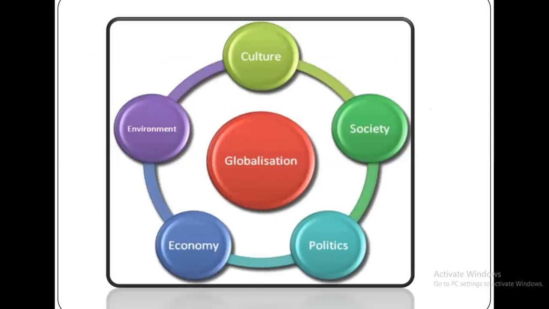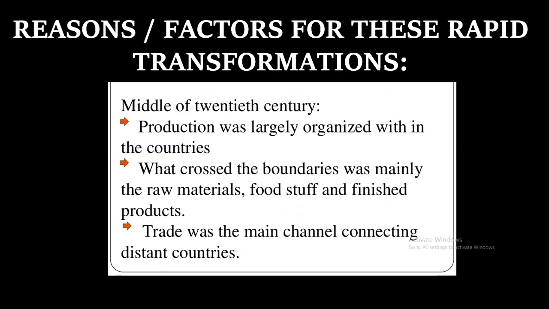Right? Now, here you can see the effect of globalization in society, in politics, in economy, in environment, in culture. This is just a diagram to show you how globalization is playing its role in different aspects or different areas in our country or in the world. Reasons and factors for the rapid transformation of the world into a global world, into a global market.